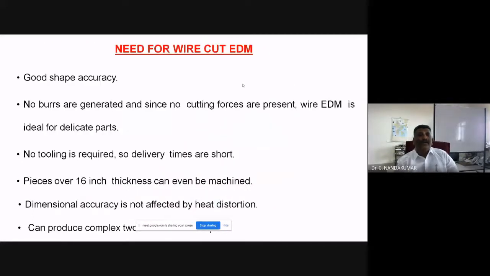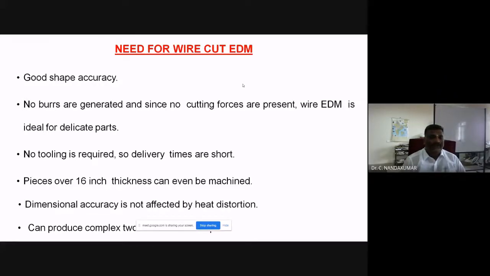And the need for wire cut EDM. What is the need of wire cut EDM? We go for wire cut EDM because we get good shape accuracy and no burrs generated, because no cutting forces are present. Wire EDM is ideal for delicate parts and no tooling is required. That is, the wire is the tool.